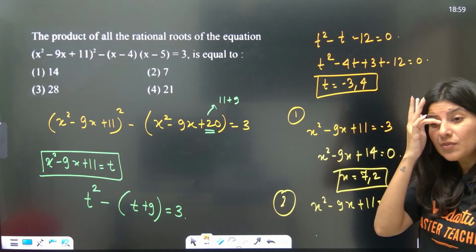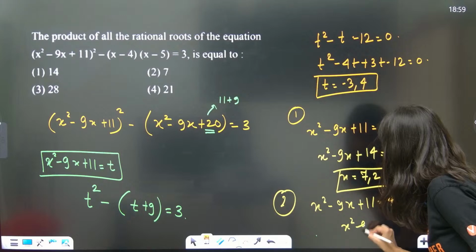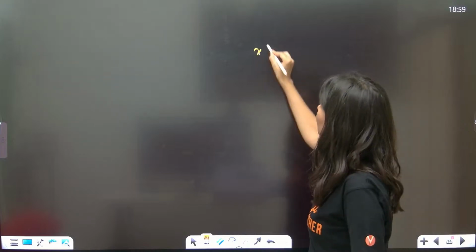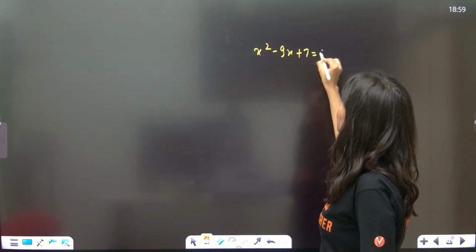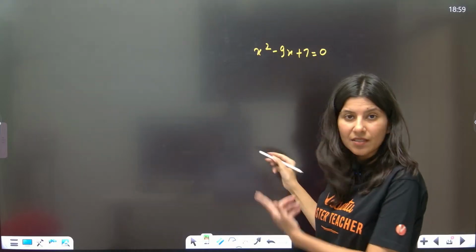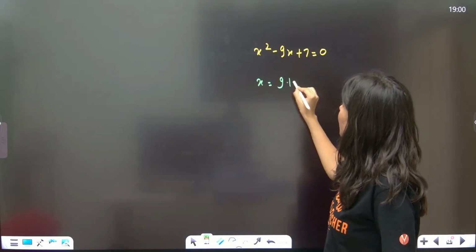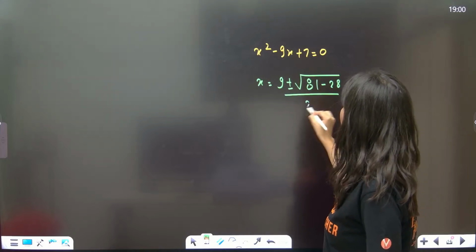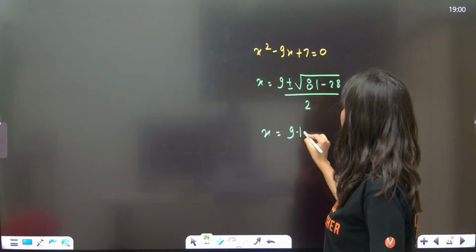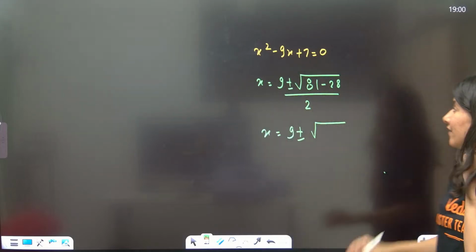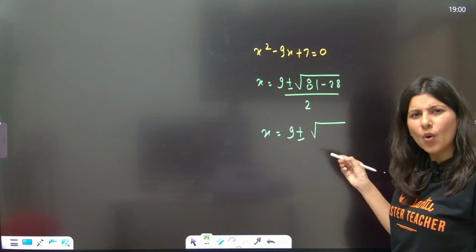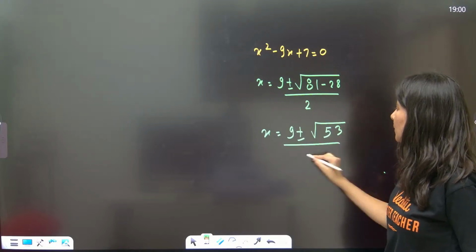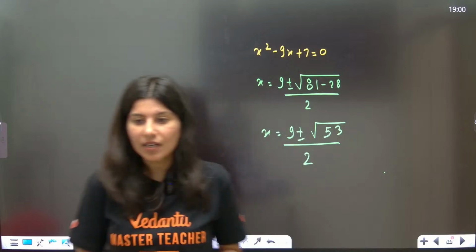So 11 minus 4 is what? 7. So x square minus 9x plus 7 is equal to 0. From here, let's calculate the roots. Splitting the middle term is not helping us. So x is equal to 9, formula method, plus minus square root of 81 minus 7 fours are 28, upon 2. So x is equal to 9 plus minus square root of 53 upon 2. So can you see these two roots are irrational roots?